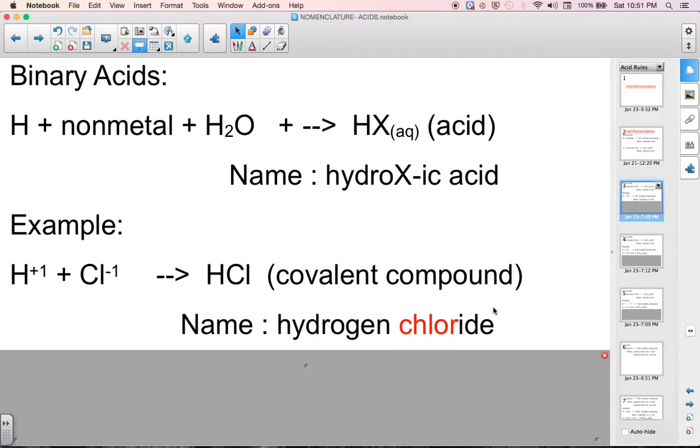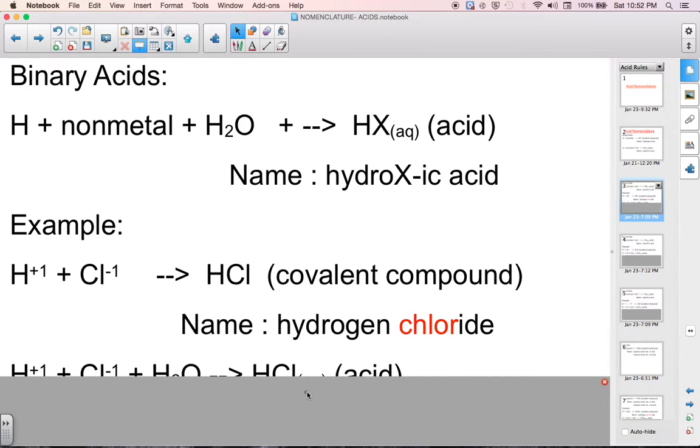This covalent compound is a very polar, or I should say highly polar, covalent compound, because the electronegativity difference is very high. This means that it's almost ionic in essence, and because of that, we're going to use the ionic naming system and call this compound hydrogen chloride.